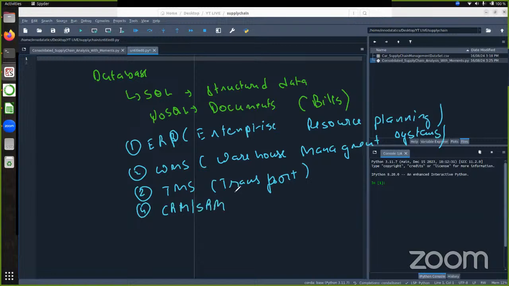Then we also have CRM and SRM. These are two different things. So CRM is customer relation manager and SRM is supplier relation manager. So consumer is the end target of our supply chain. The consumer can be individual consumers. For example, if I am purchasing some products for myself, I'm an individual consumer.